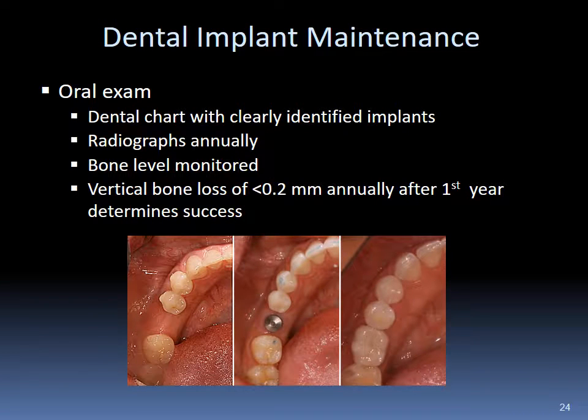Maintenance begins with an oral exam to reference previous dental charting of the dental implant. Radiographs are taken annually and the bone level is monitored for changes. If vertical bone loss of less than 0.2 mm occurs within the first year of placement, the procedure is considered successful.